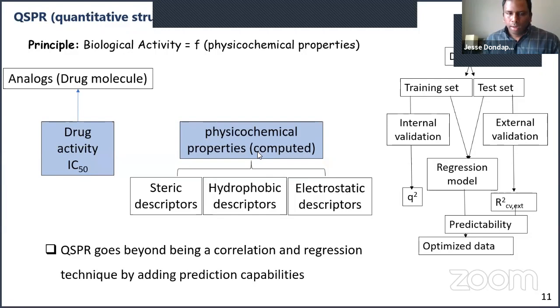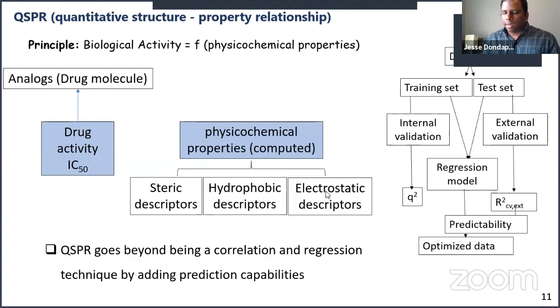They can be steric, hydrophobic, or electrostatic properties. They can be calculated using mathematical formulation, and some also use experimental results as a basis as well. So we call them semi-experimental or also semi-empirical properties. So once you calculate them, you can actually find a relationship between this drug activity and the semi-theoretically calculated properties.